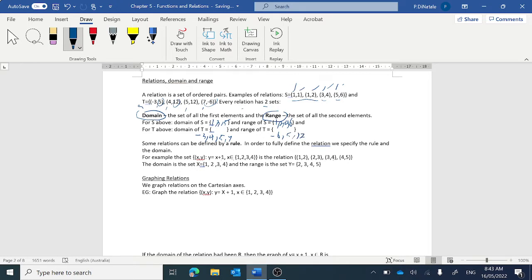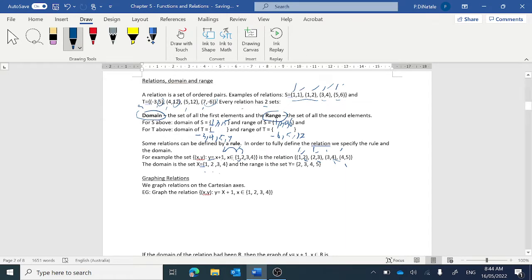Now some relations are defined by a rule. And again, we can do the domain and range. So for this set, y equals x plus 1, we have the rule with x as 1, 2, 3, 4. It's only those points. When you put x equals 1 into the rule, you get 2. So you get that point. When you put x equals 2 in there, you get 3, and so on. The domain is still 1, 2, 3, 4. The range is 2, 3, 4, 5.